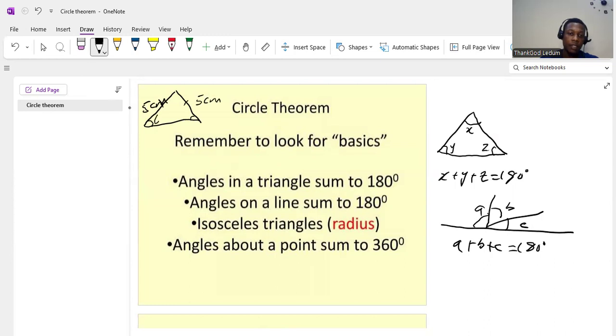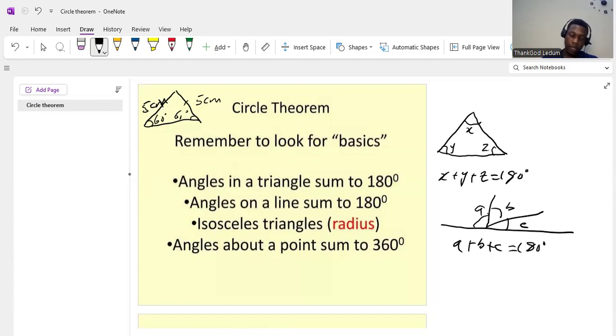And if here is 60 degrees, here will also be 60 degrees. So this is what an isosceles triangle means: any triangle where two sides are equal and the two base angles are also equal. Now the next one we have is that angles about a point sum up to 360 degrees.